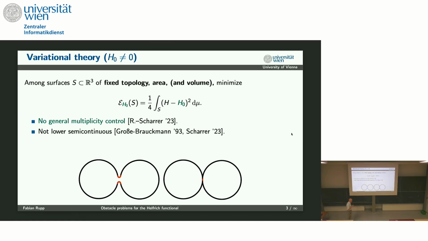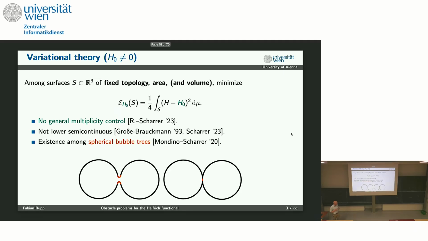Another very bad feature from the variational perspective is that the energy is not lower semi-continuous with respect to, say, varifold convergence. And this first example goes back to a work of Grosse-Brauckmann on constant mean curvature surfaces. And there's also recent work by Christian Scharrer where he did this for compact surfaces. But interestingly, in both these examples, the genus is kind of important. So the genus goes to infinity, both in this non-compact example and in the compact case. So this phenomenon does not occur for spheres, okay?